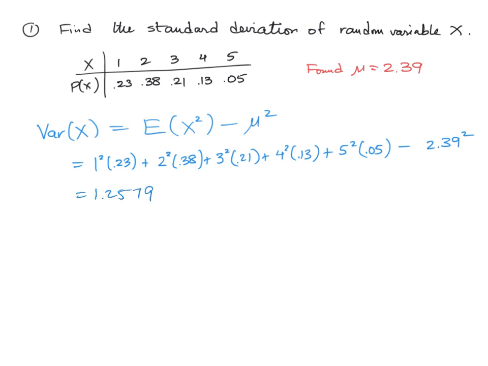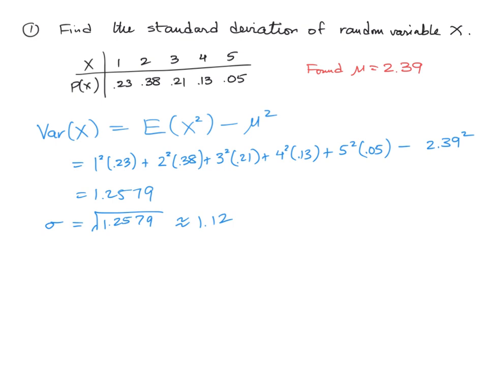Now I've kept lots of decimals because that's the variance. That is not what we were asked for. We were asked for standard deviation. So standard deviation is going to be the square root of 1.2579. And that's the one I'm going to round to my usual 3 sig figs, so 1.12. So the standard deviation of this random variable is 1.12.